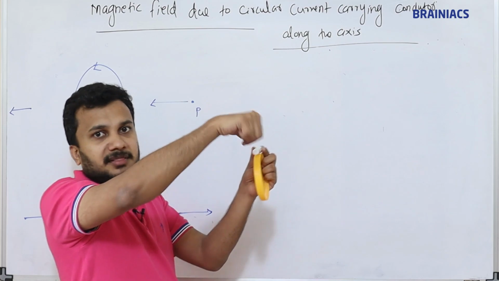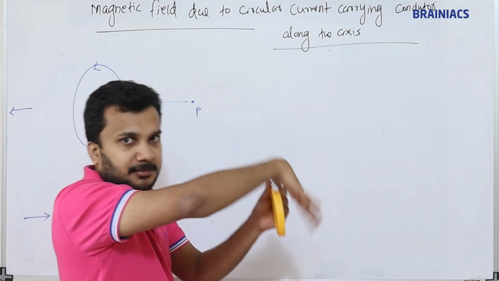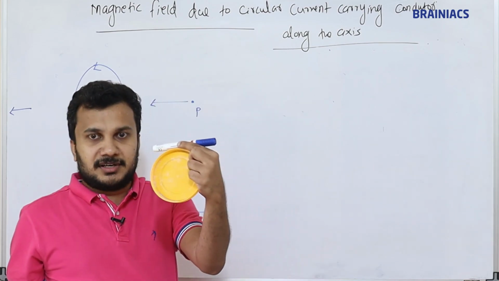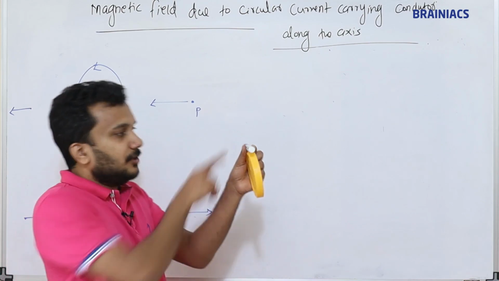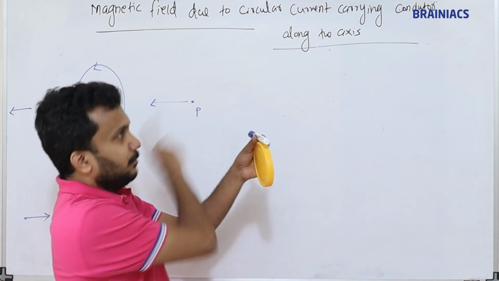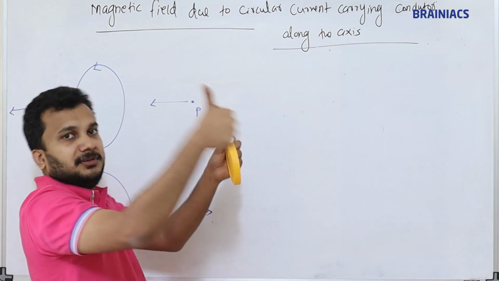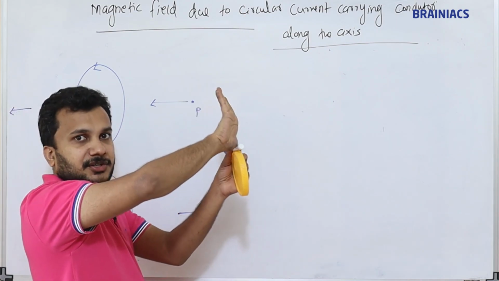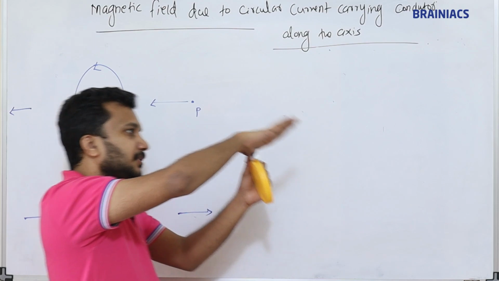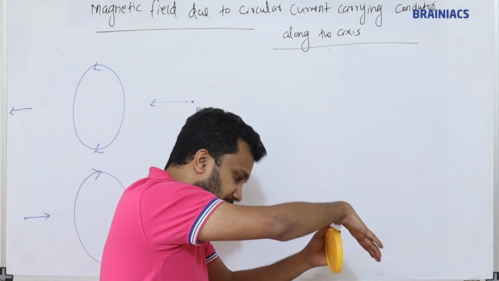So I am holding my thumb in the direction, so I am curling my fingers. So the structure is like this. I just turn it down. You cannot see the blue color because it is towards the board. So I have my thumb pointing in the direction, and the other four curling fingers represent the magnetic fields going down.